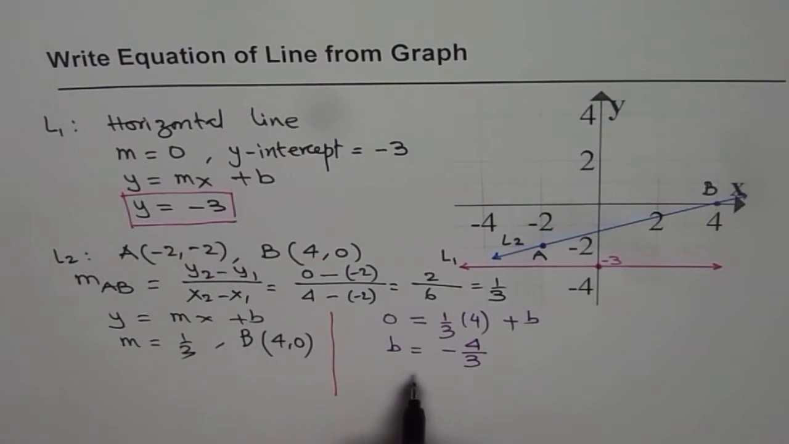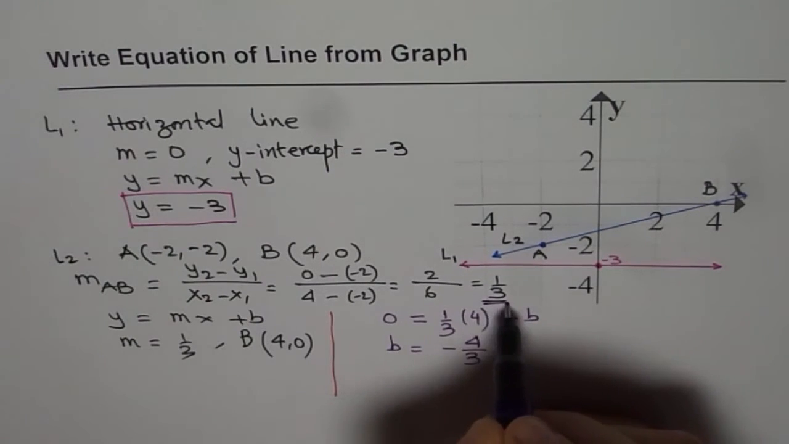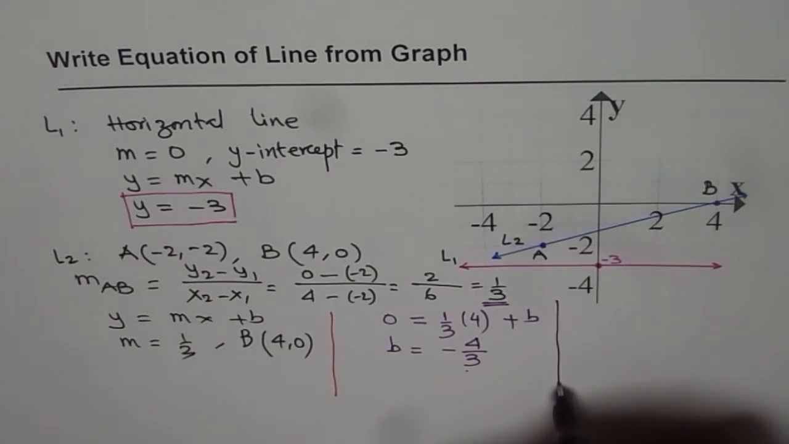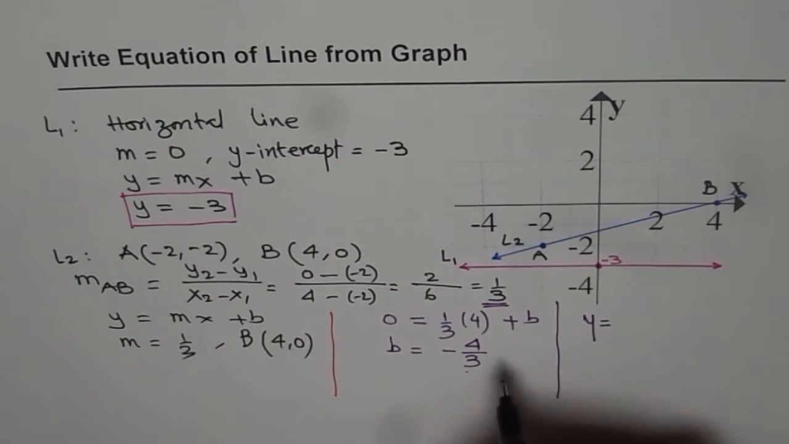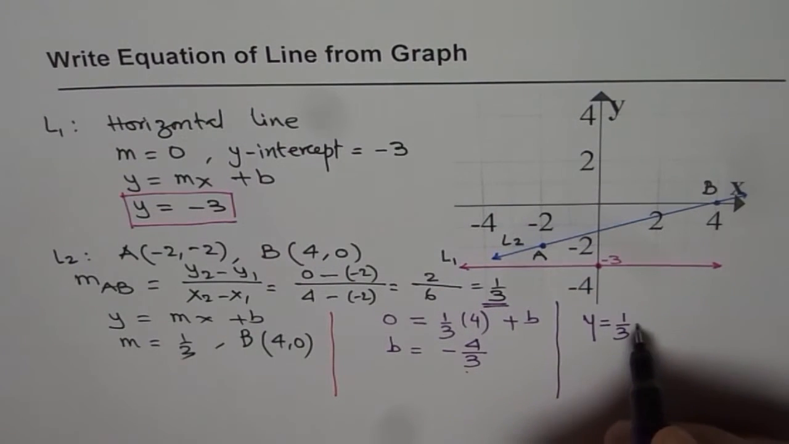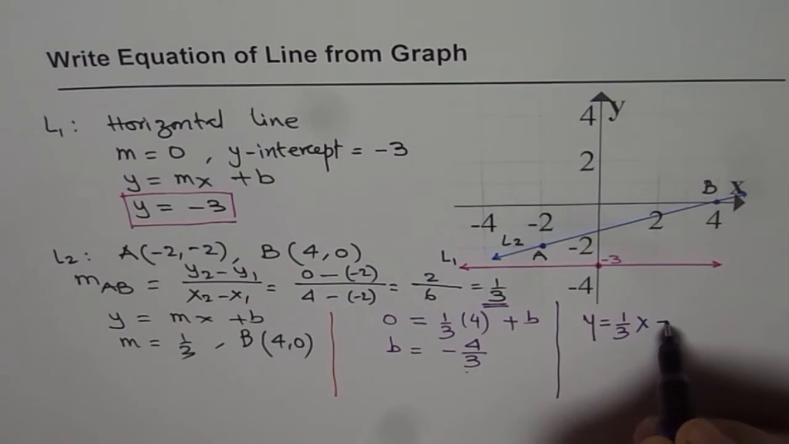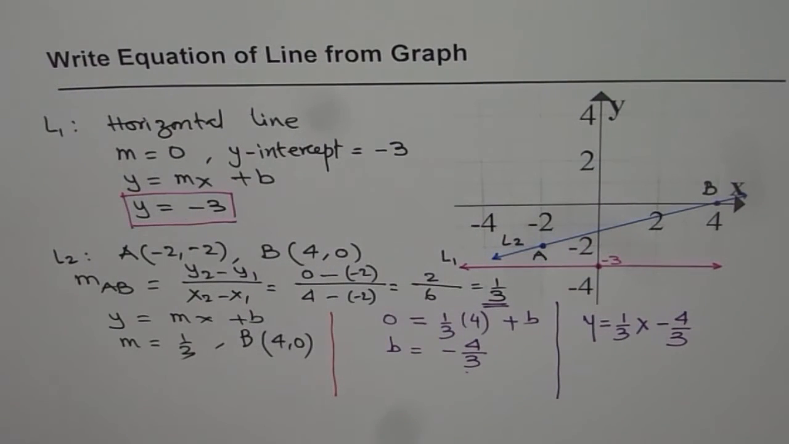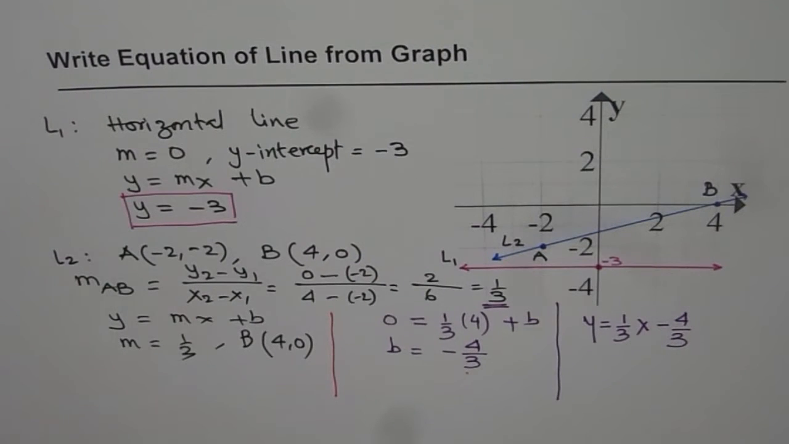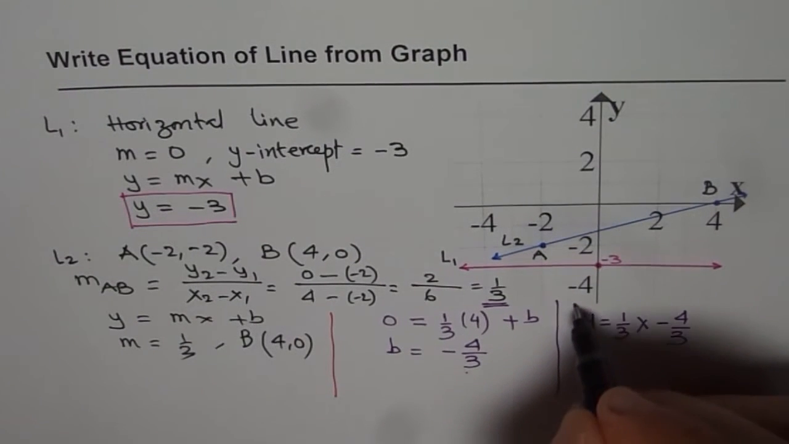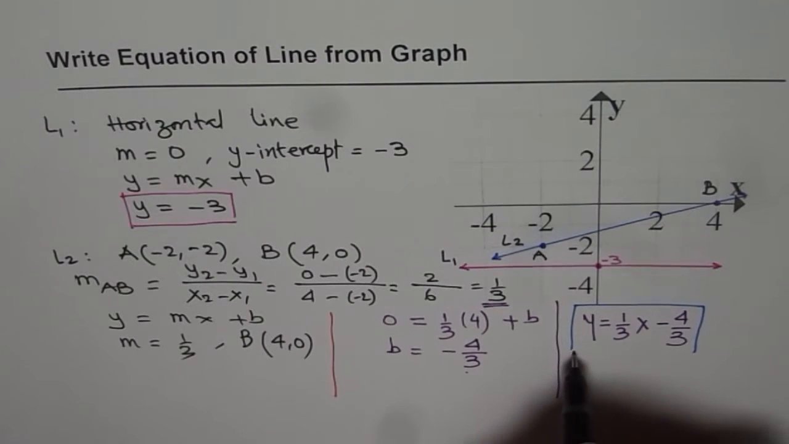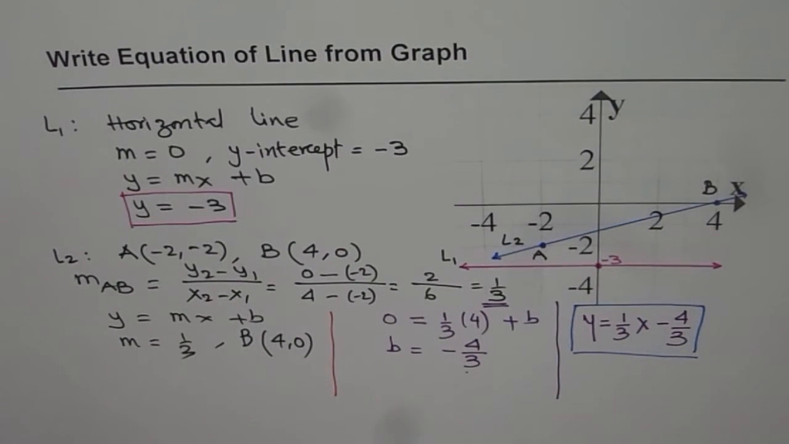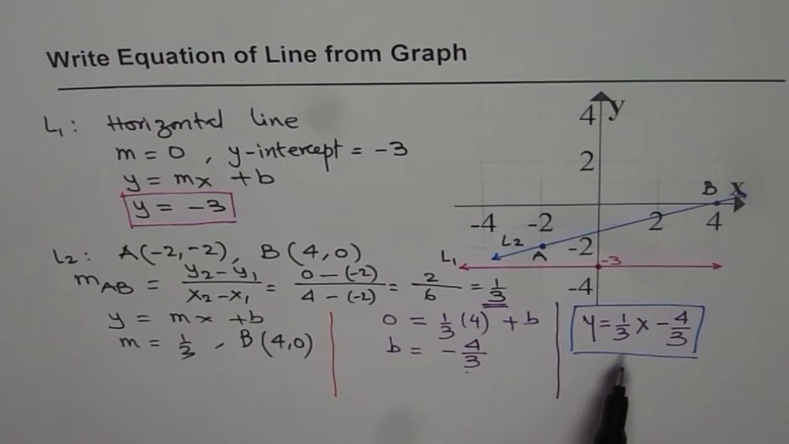Now since we know both, that is slope, which is 1 over 3, and the y-intercept, we can write down our answer, which is y equals slope 1 over 3, x plus b, which is minus 4 over 3. So that is how we can get the equation of the second line. For the second line, the best method is to use 2 different points, find the slope, calculate the y-intercept using a point and the slope, and write down the equation, right? So that is how we can solve this problem.